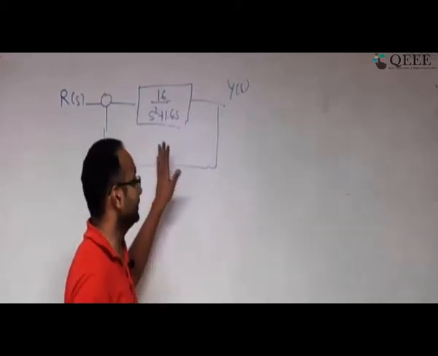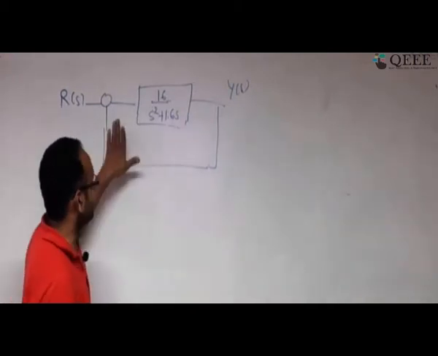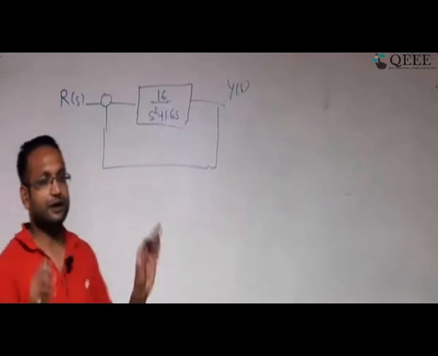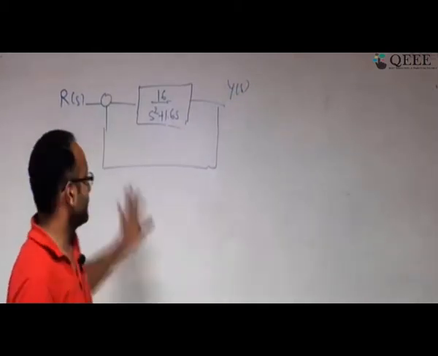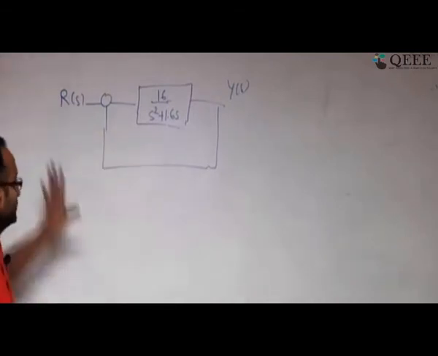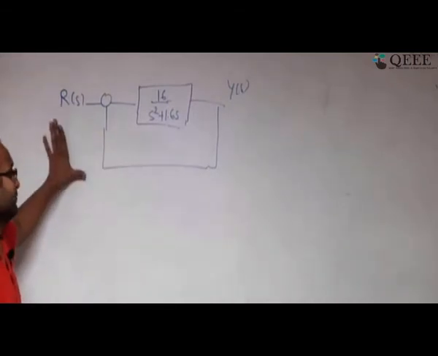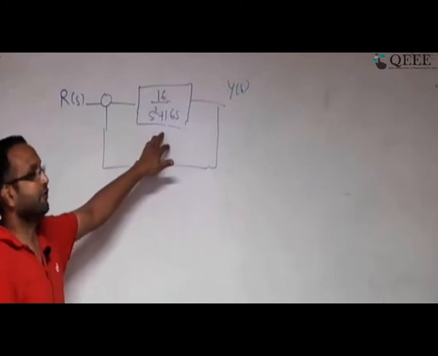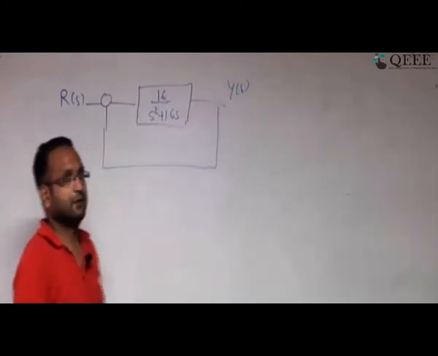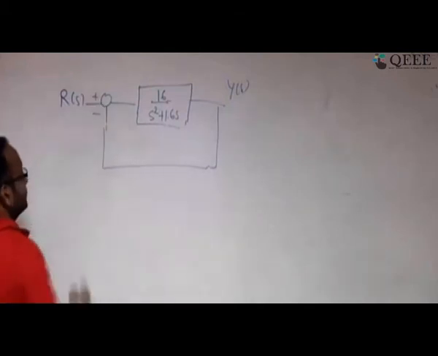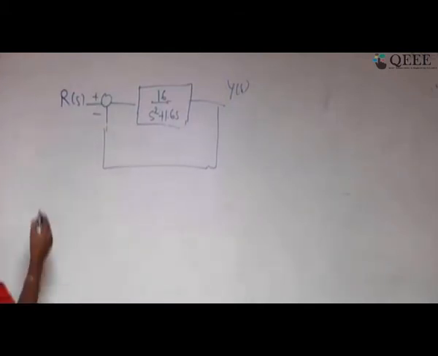I am assuming that all of you know this, because my focus is to understand the time response analysis of a control system. So that's why I am not dwelling on what a unity feedback system is. This system is a unity feedback system for which the forward path transfer function G(s) is given, with R(s) and Y(s). Now your objective is to find the settling time and peak overshoot.